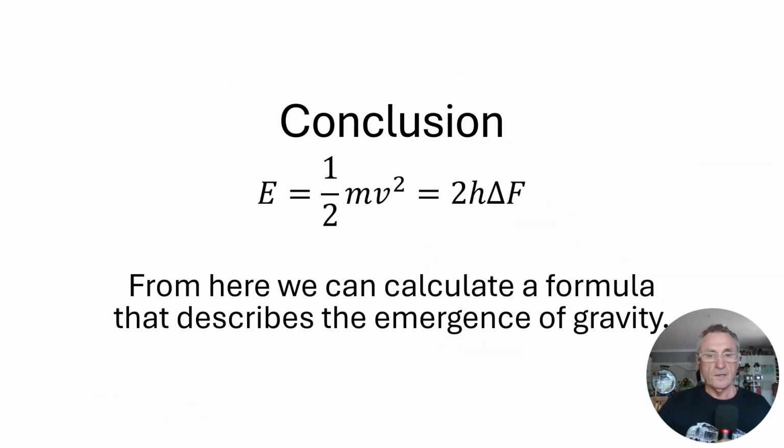Conclusion. E is equal to half mv squared is equal to 2h delta F. From here we can calculate a formula that describes the emergence of gravity using frequency.